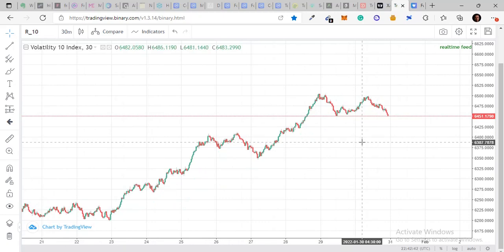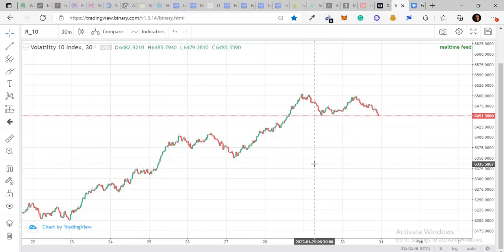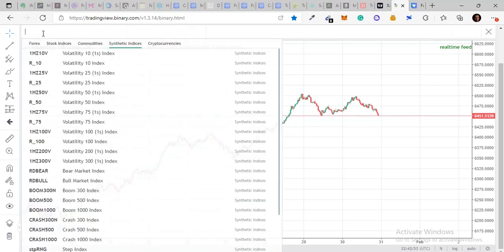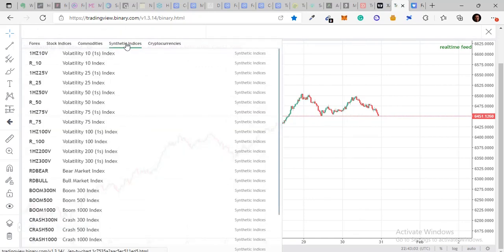So now when I get to my chart, let's say I woke up and I want to scalp right now. The first thing I do is go to my watch list. Okay, and I get there by clicking this bar. There's a bar where you have these instruments you're trading, so you hover to the synthetic indices, because that's what we're going to be trading.